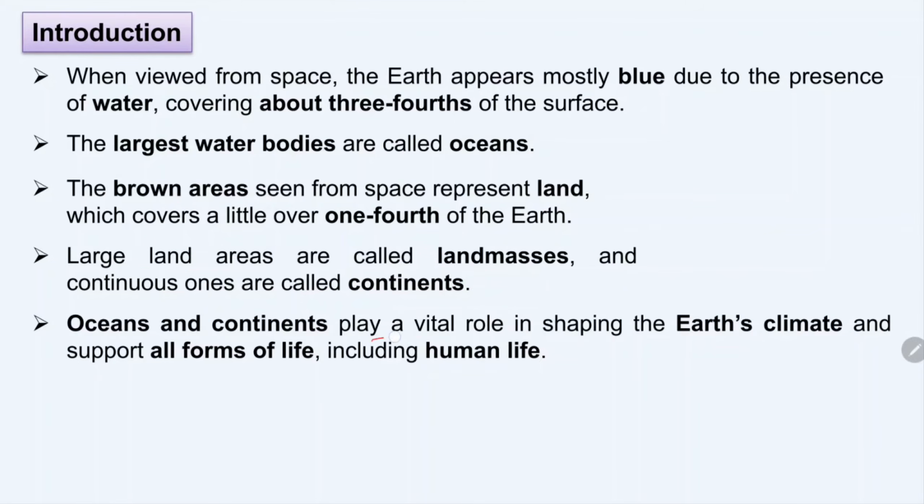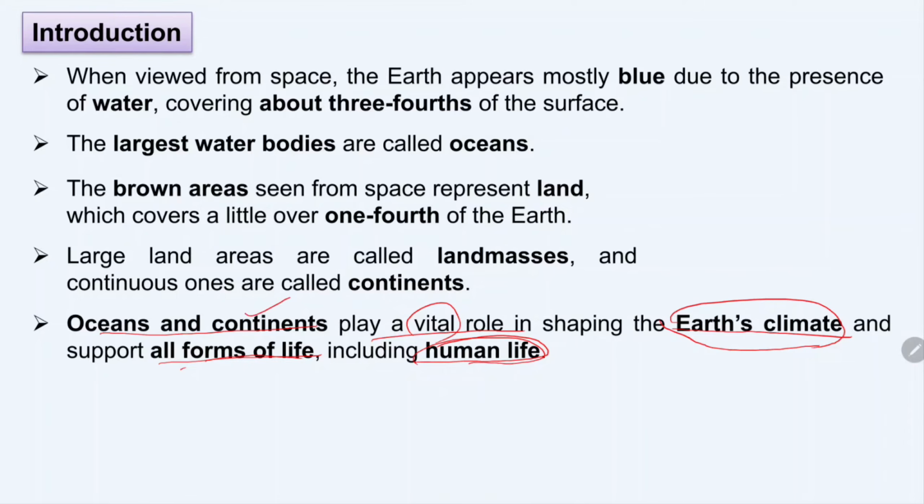Oceans and continents play a very vital role in shaping Earth's climate and support all forms of life, including human life. So these oceans and continents play a very important role in shaping the Earth's climate. How? Because half of the oxygen comes from the sea, from the oceans, from the waters only, and they also support all forms of life, including human life.